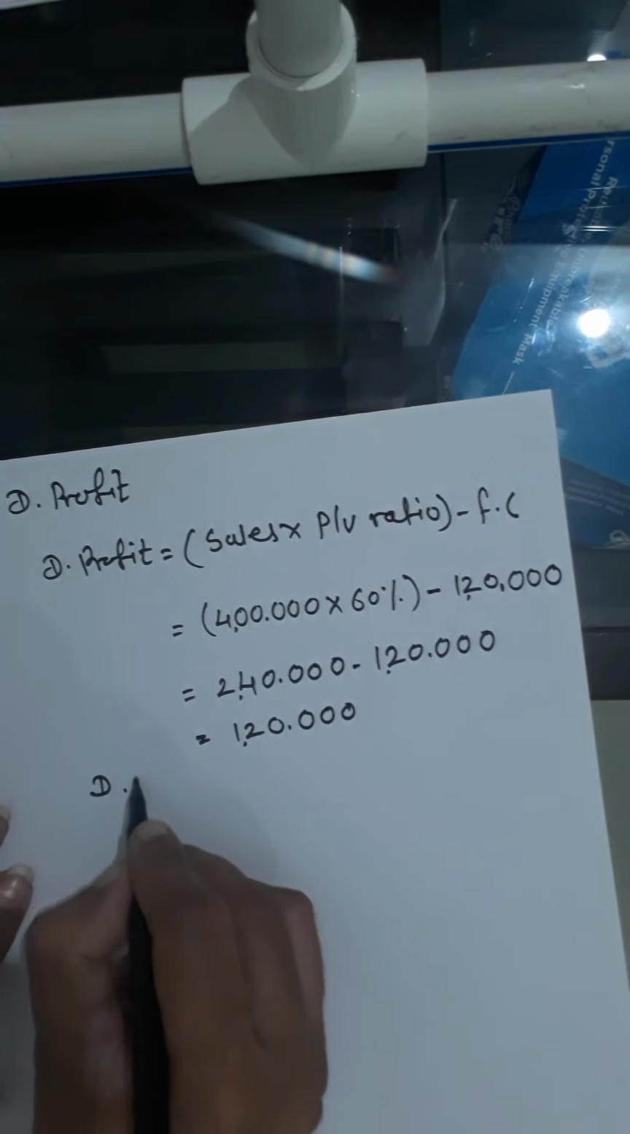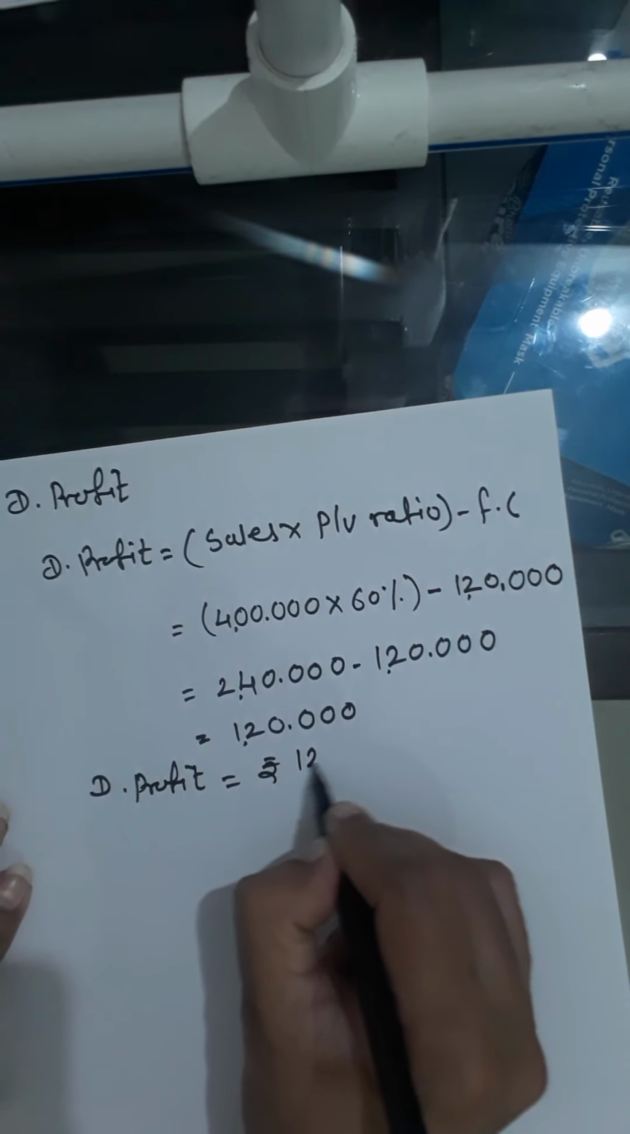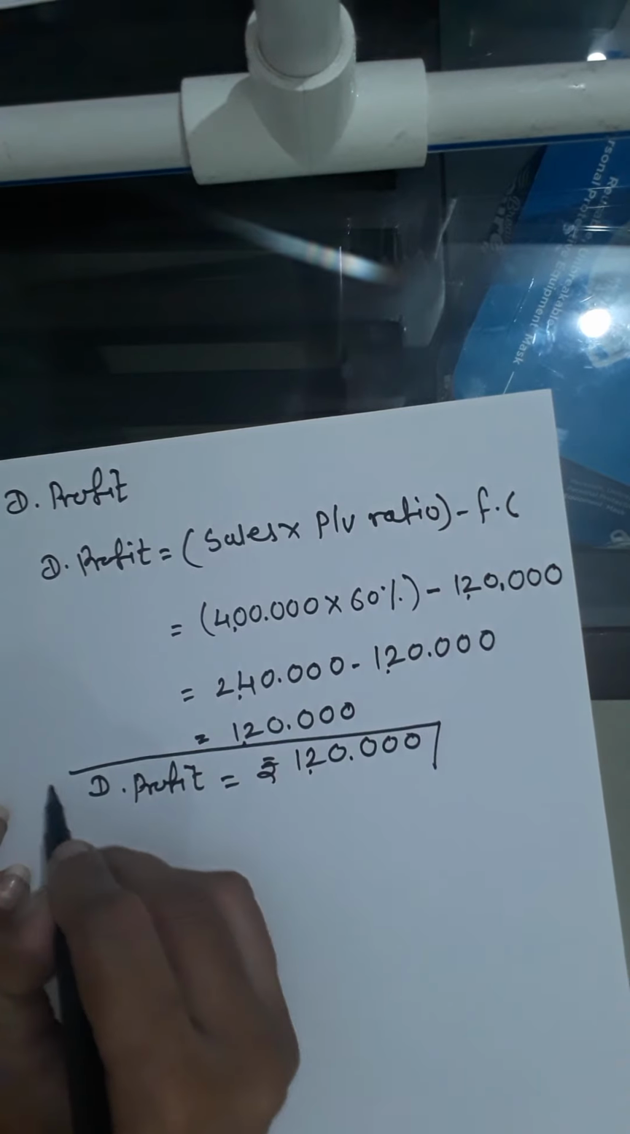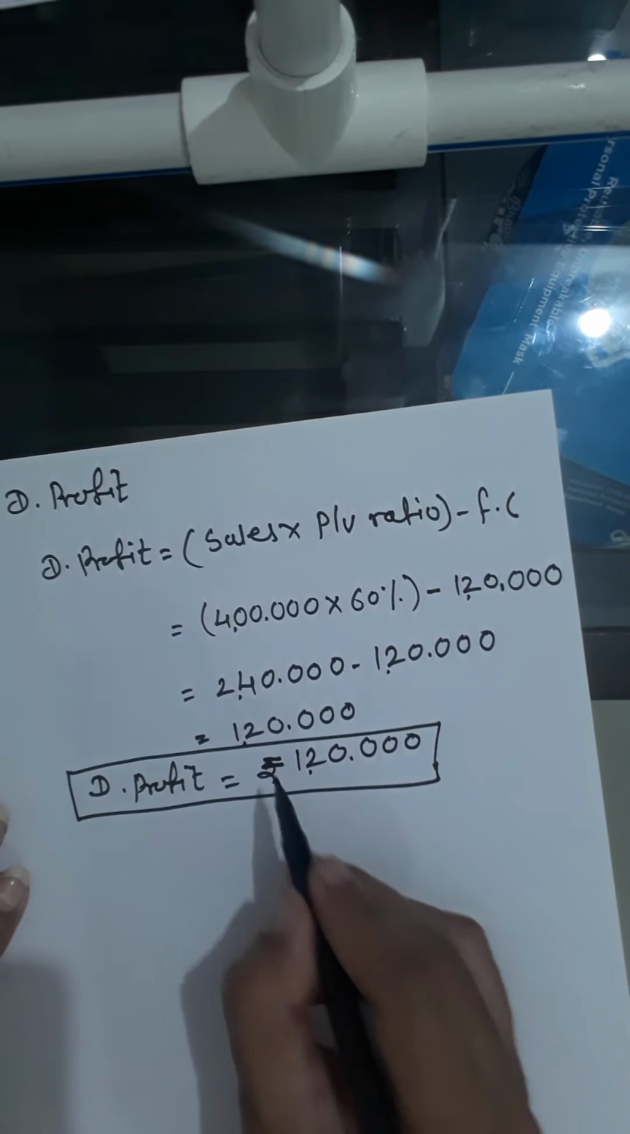That is, desired profit is equal to rupees 1,20,000. Students, this is a basic example I have solved over here.